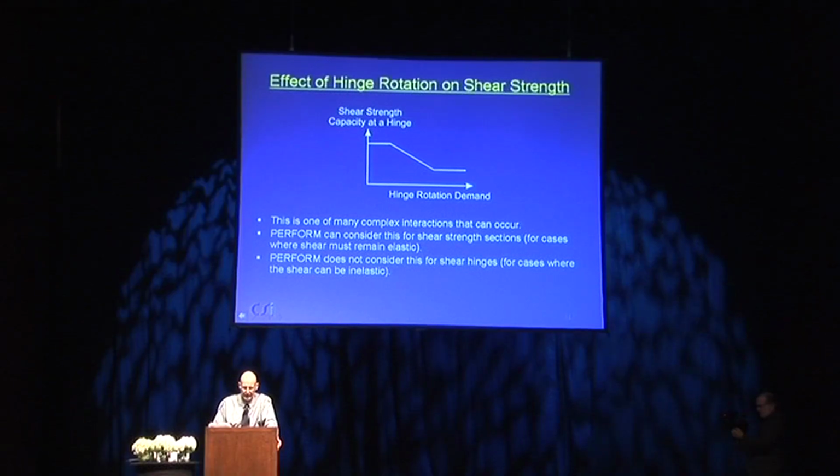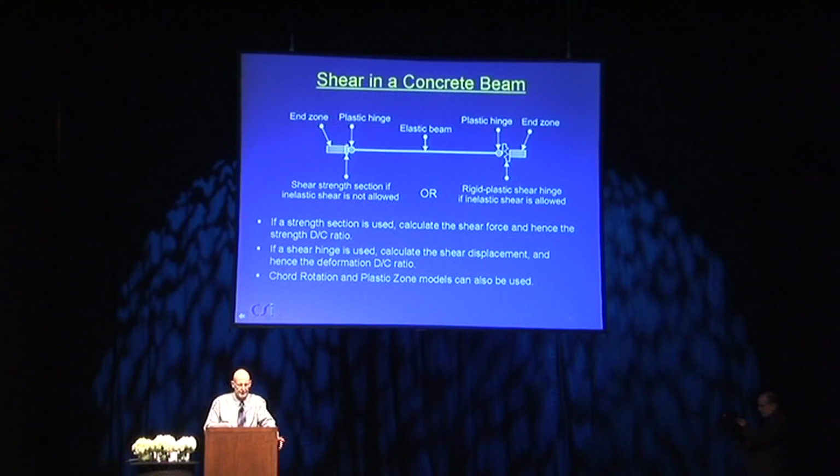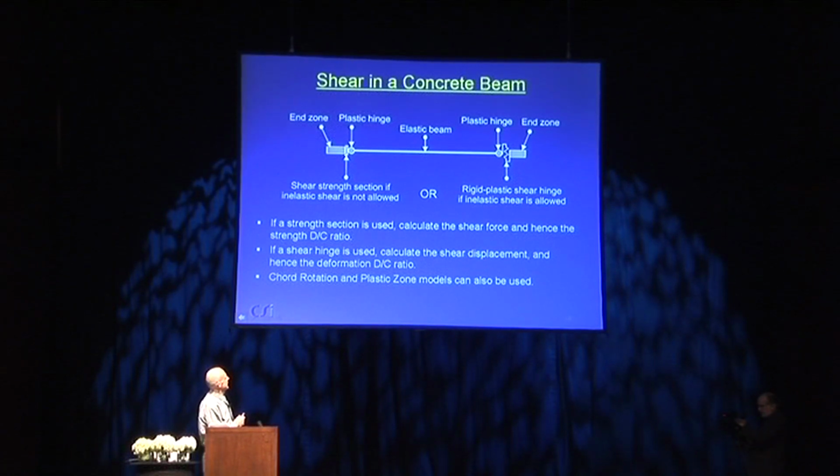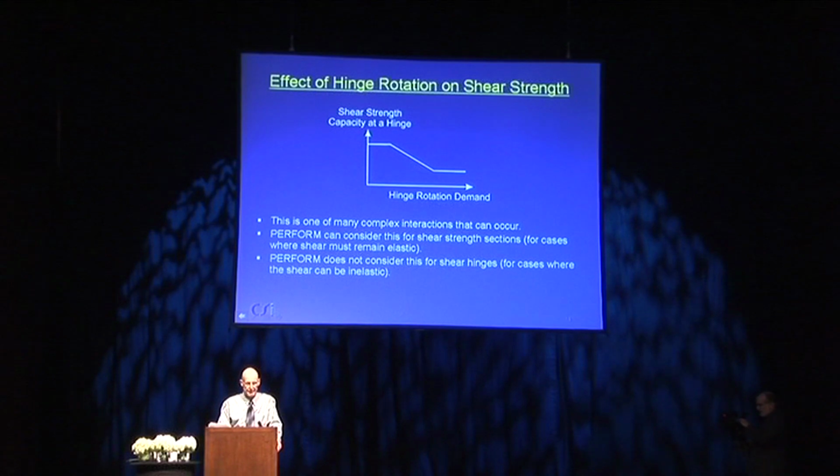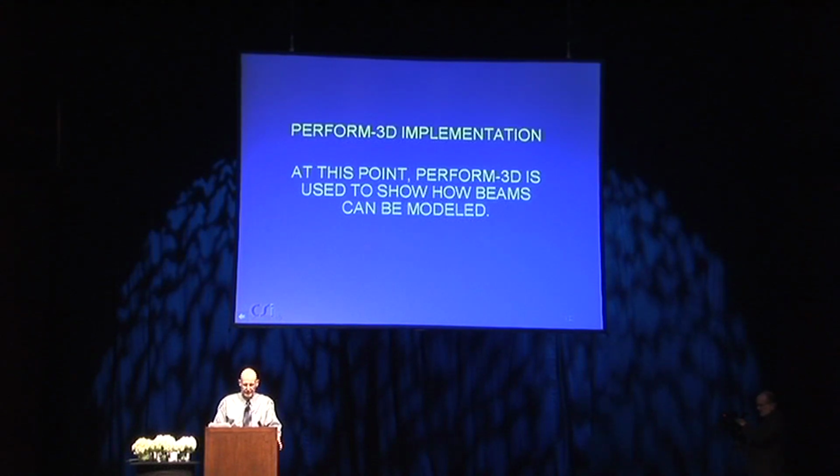This is one example. In Perform, you can consider this. However, you can only consider it for a shear strength section. You cannot consider it, in the current version of Perform, for a shear hinge. And I'll illustrate later on how that might be done. Let's look at this. Let's see how beams can be modeled using Perform.